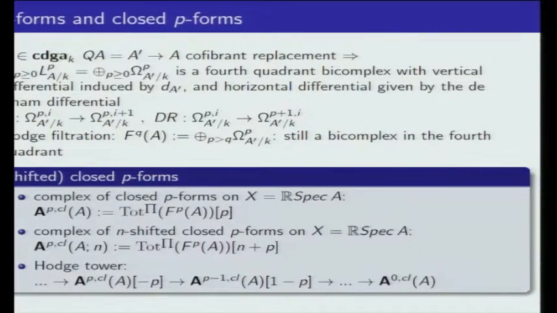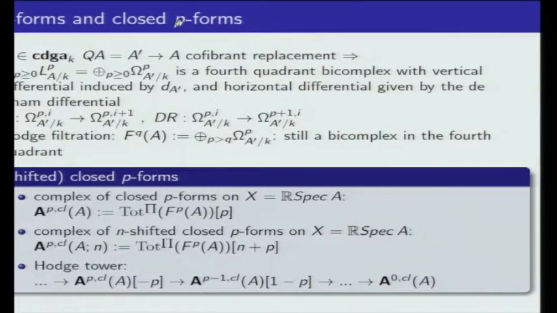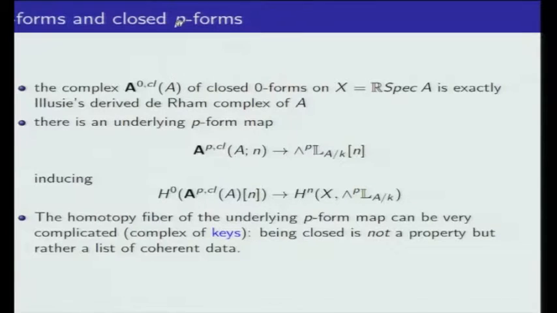And if I want to define n-shifted closed p-forms, I just shift the definition above by n. That's easy. And if you unravel the definition, you also have a Hodge tower, which is written there. You can compute the homotopy fibers of this Hodge tower, and the homotopy fibers are given by forms, not closed forms. So I will come back to this in a minute. The complex on the right there, A^0 closed of A, is just the derived de Rham complex.